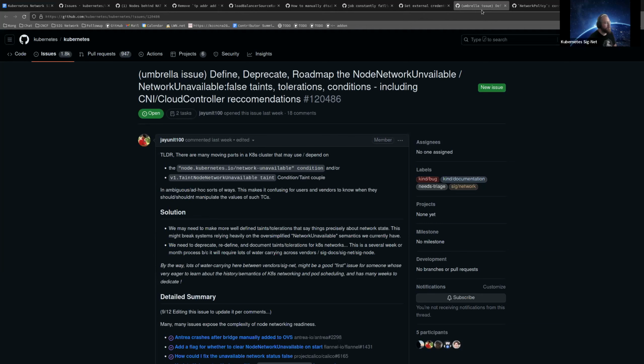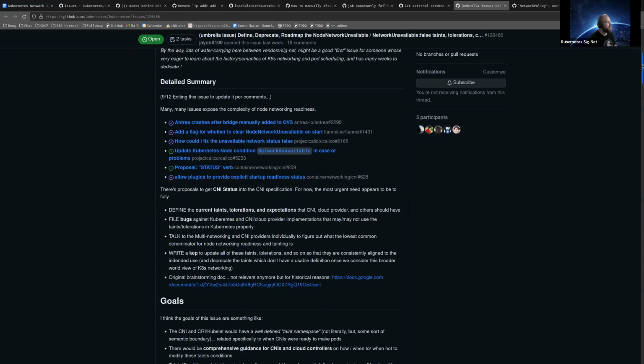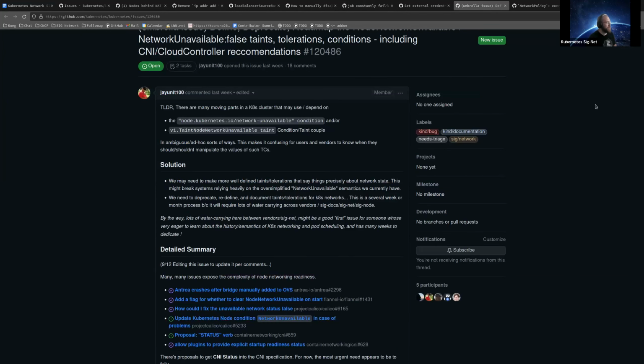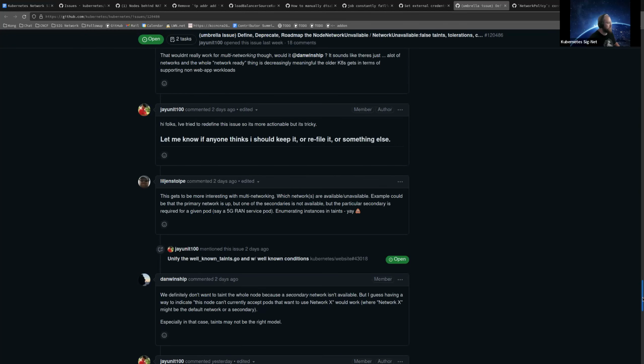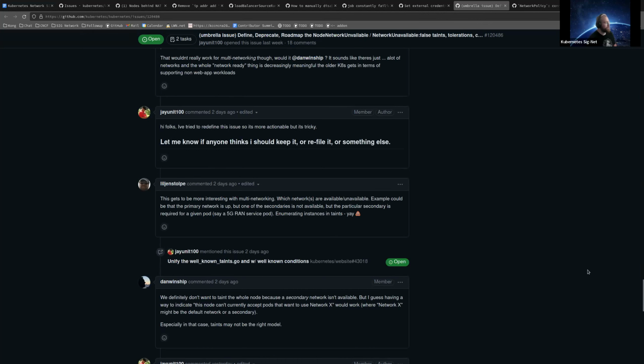Umbrella issue. Oh, I remember this one. Jay just made this one the other day. There's been a lot of conversation on this. So the TLDR for this one: there are many moving parts in K8s clusters that may use or depend on these annotations and taints in ambiguous, ad hoc sorts of ways. This makes it confusing for users and vendors to know when they should or shouldn't manipulate the values of such. Does anybody have anything to add to this? There's been a lot of discussion asynchronously. I don't know if there's anything worth adding synchronously.